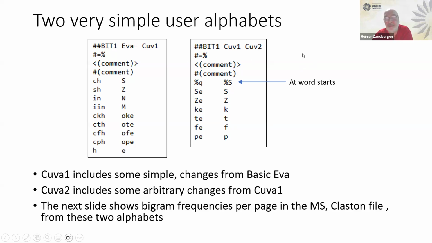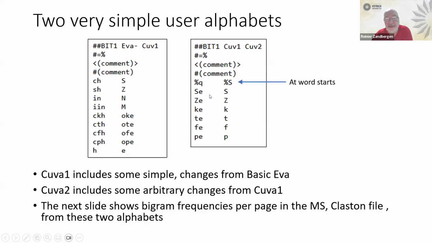However, after this, we can do a second substitution where we go from Kuva1 to Kuva2. And essentially what this does, among other things, is that whenever a character is followed by a small C shape, which is the Eva E character, this is removed. So SE becomes S, ZE becomes Z, and so on and so on.